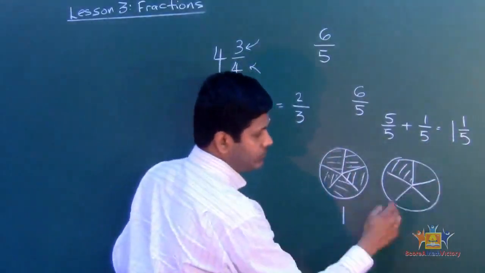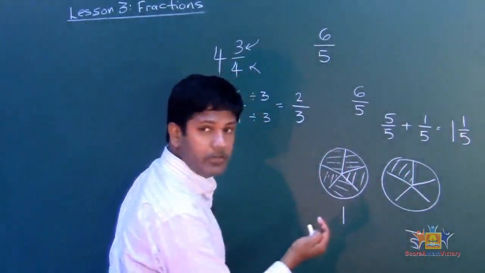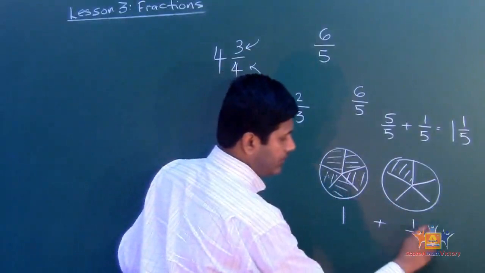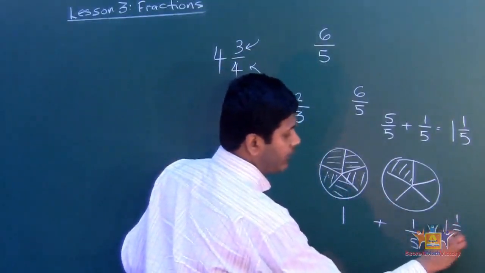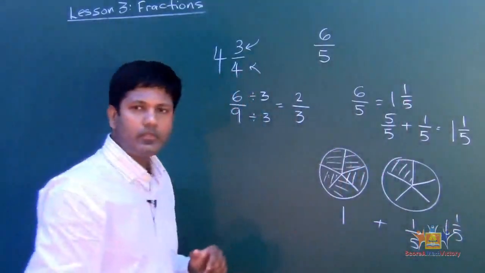And what is this one? How many are there? 1, 2, 3, 4, 5. And how many are shaded? 1. That makes it 1 over 5. And that's what this is. 1 over 5. See that?